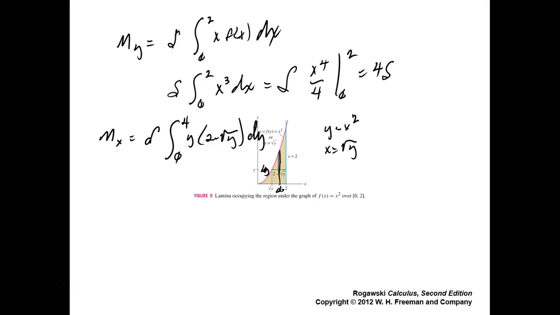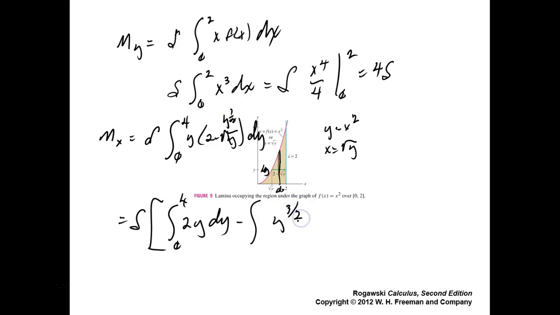Now, this is 2 integrals. Split it up this way. Integral, the delta on the outside, integral of 2y dy from 0 to 4 minus the integral of y times y to the 1/2, which is y to the 3/2, dy. And again, this is 0 to 4.